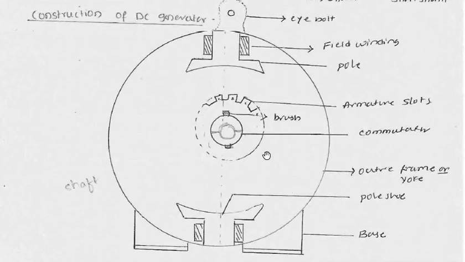Then we have the armature. So this armature, there will be very little gap, as I told you before. There is very little air gap between the field system structure and the armature.